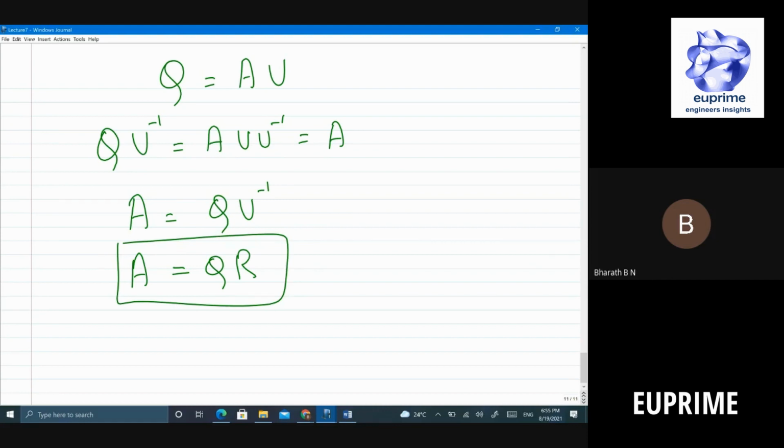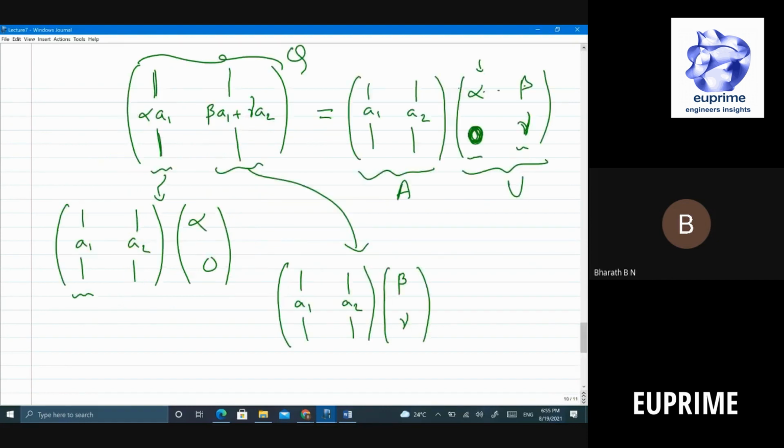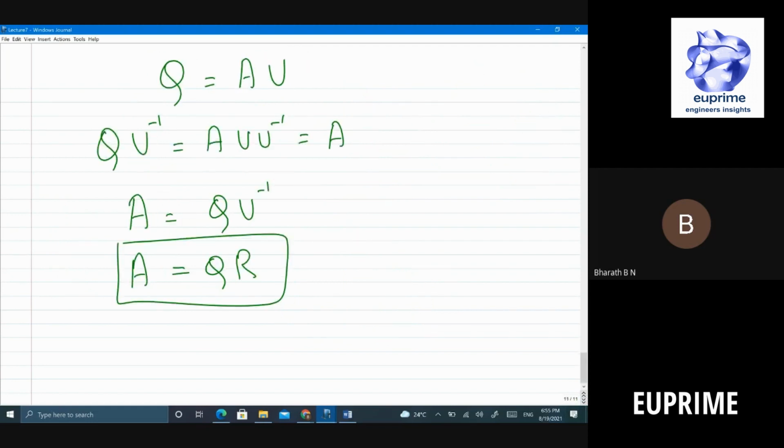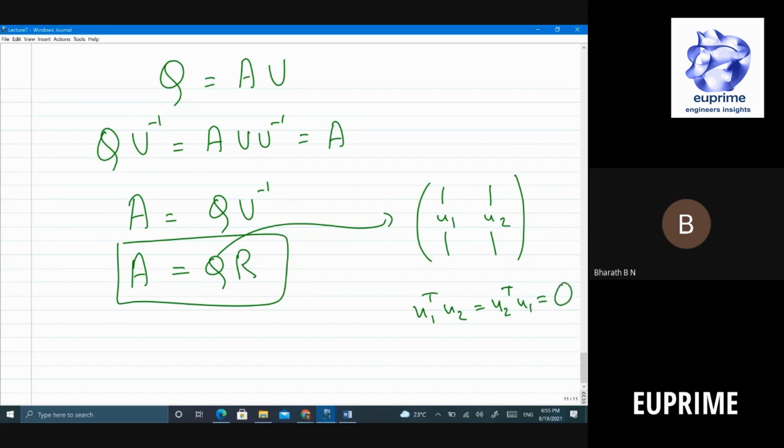So what is so special about this? Let's look at what A is. What is A? The first column is U1, second column is U2, right? So if you look at Q, for example, the first column is U1, second column is U2. What can you say about U1 transpose U2 or U2 transpose U1? How did you get U1, U2? Gram-Schmidt's orthogonalization, right? So what is this? 0, right? What can you say about norm of U1? Which is 1. It's orthonormal, right?